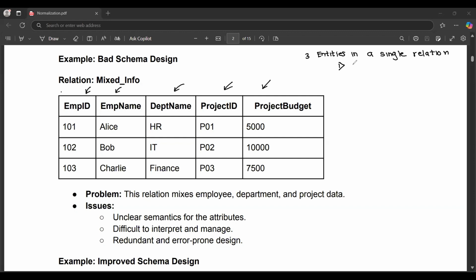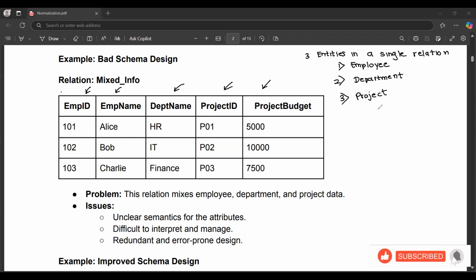What are those entities? One, they have employee ID, an entity about employees, and they have an entity about department here. Third, they have a project entity also mixed up here. That's the first and foremost mistake.